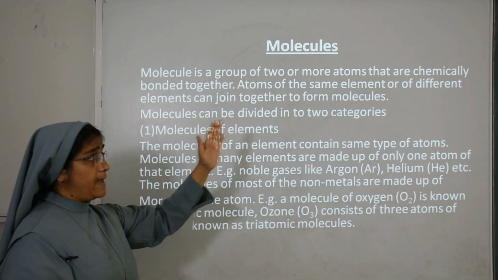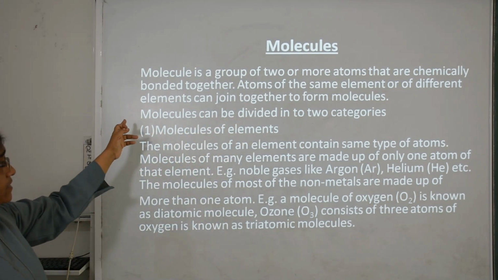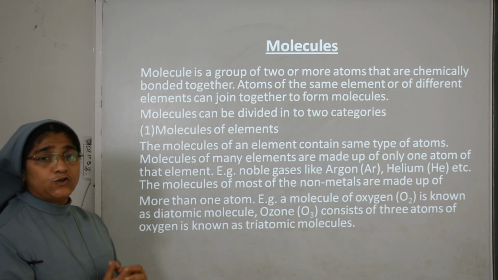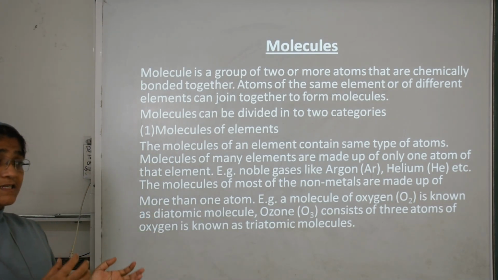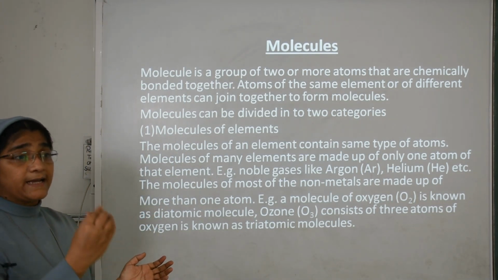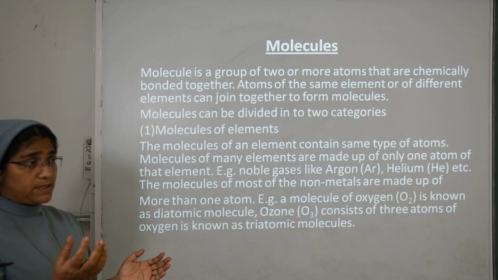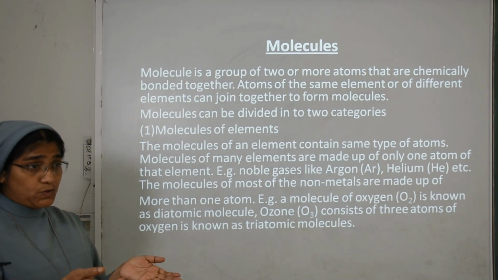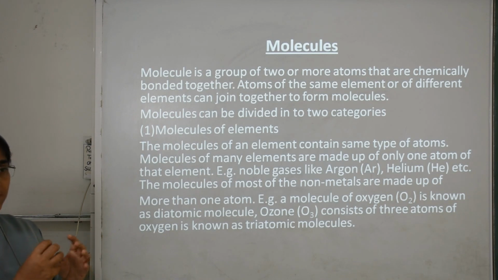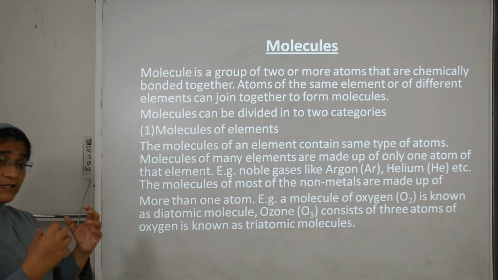Atoms of the same element or of different elements can join together to form molecules. How? One oxygen reacts with another oxygen, so we get O2. Two atoms are present there, so it is a molecule.